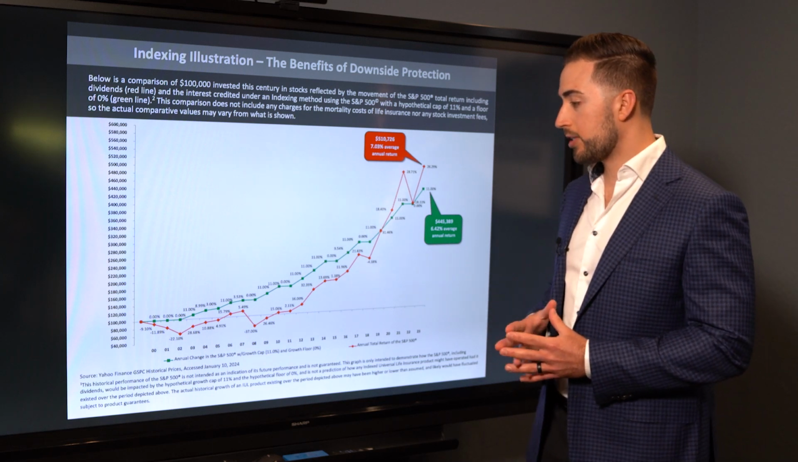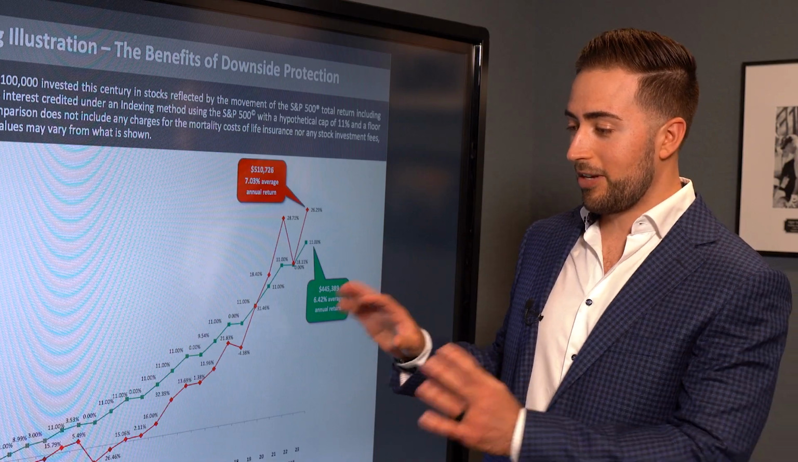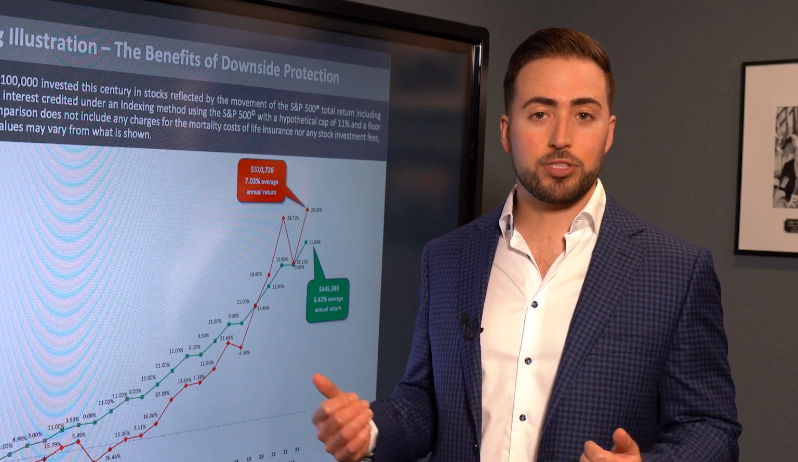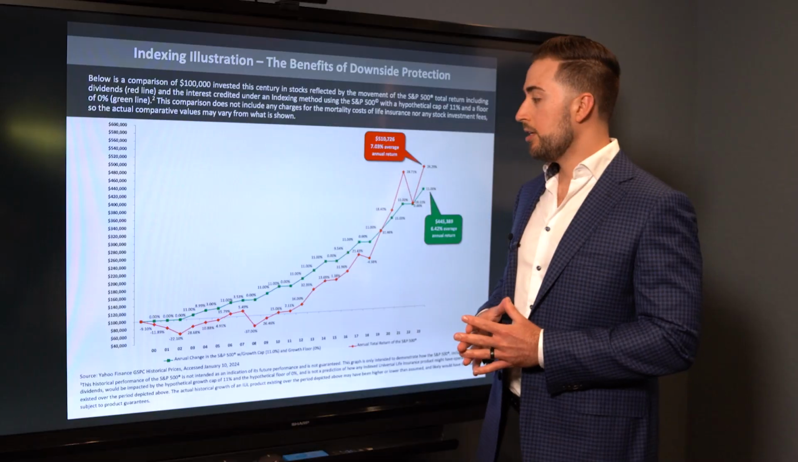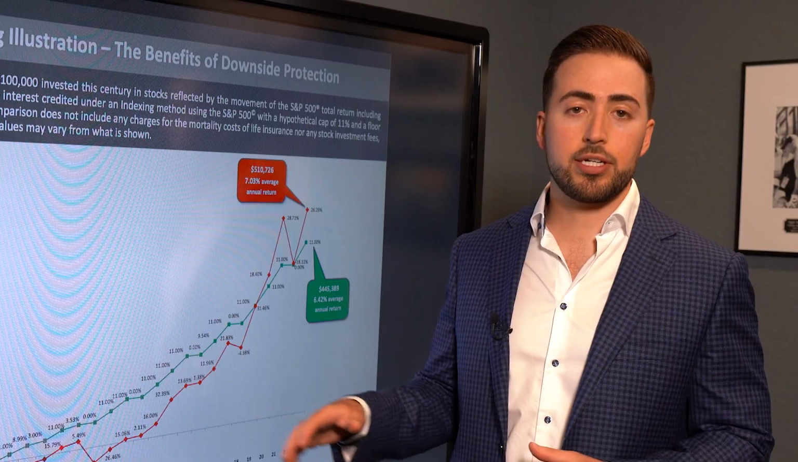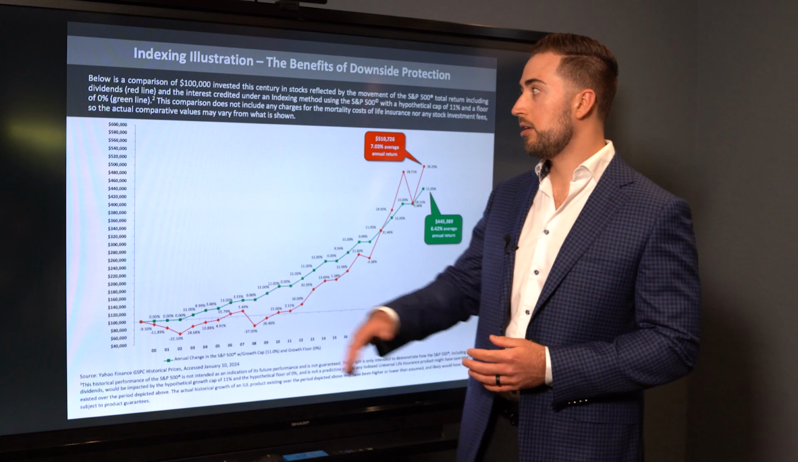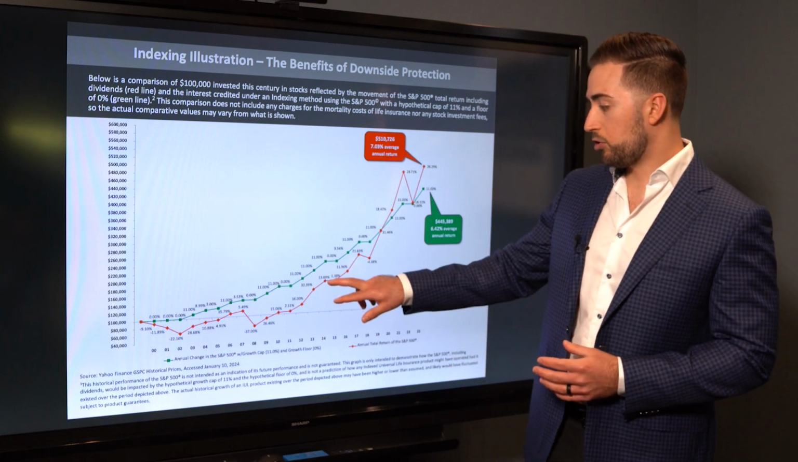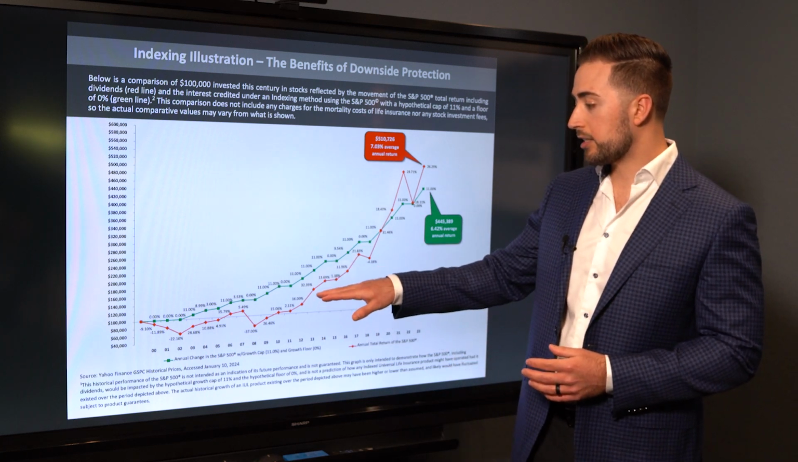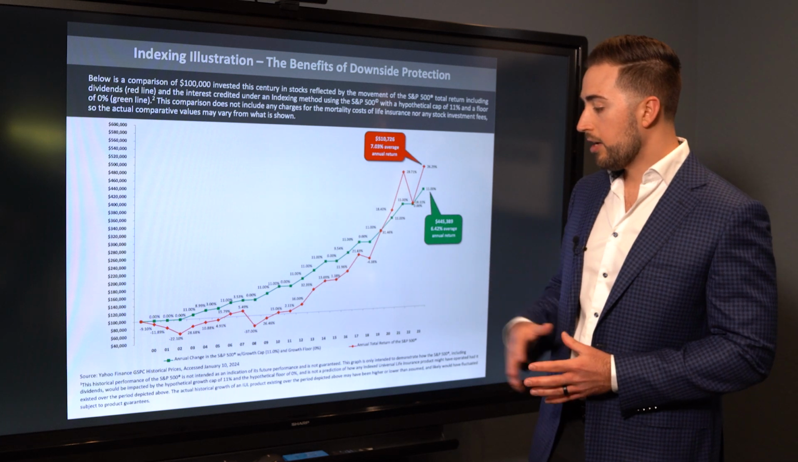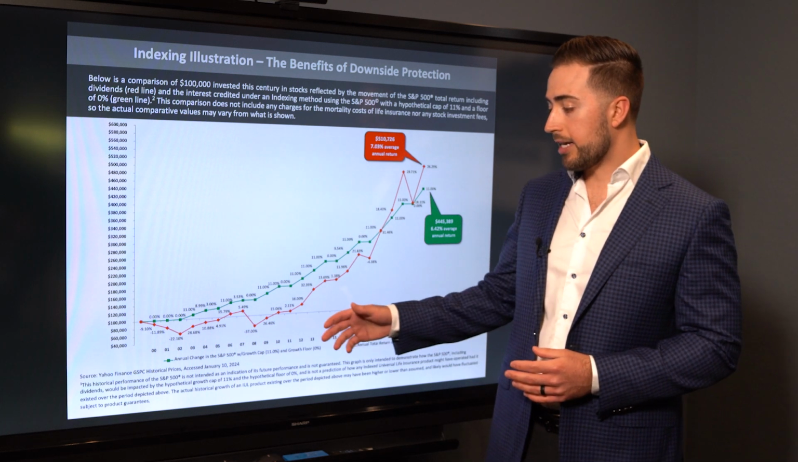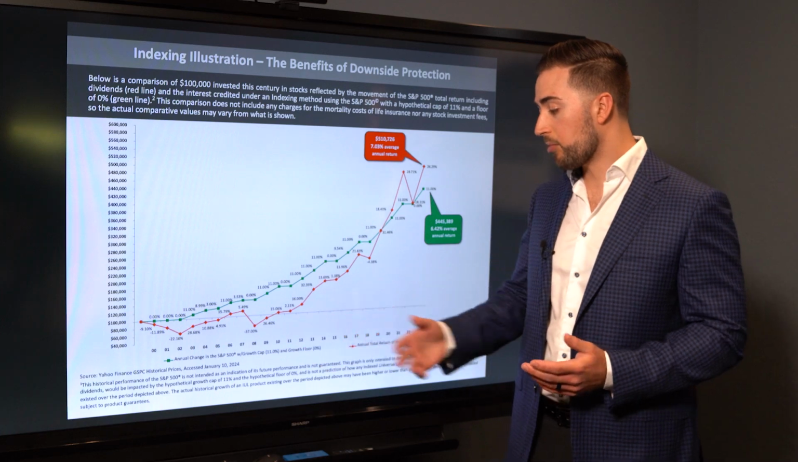And I'd like to turn your attention to the screen. I know it looks like a lot is here. I'm going to make it real simple and break it down for you. Essentially, this is showing a comparison of $100,000 invested from 2000, and it shows that there's two lines here. One of them is the S&P 500 in the red, and then the other one would be a fixed product with an 11% cap.